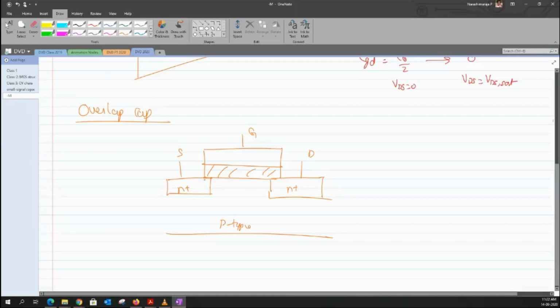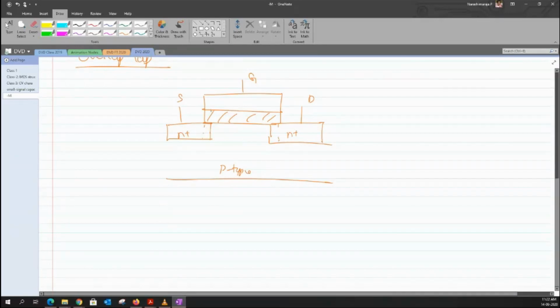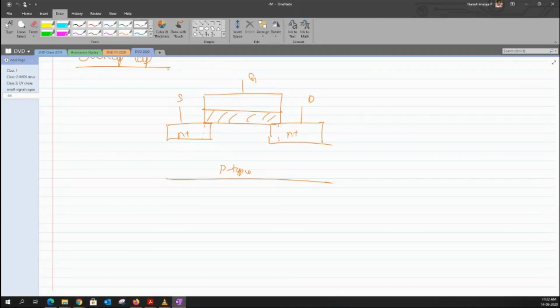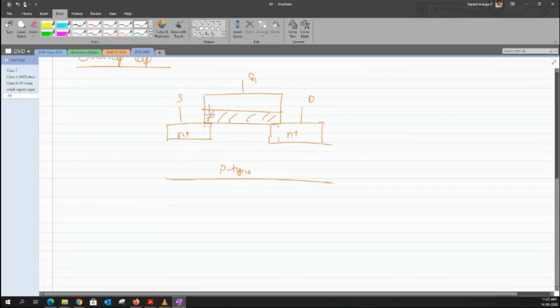you can see there is a portion where they overlap. They overlap not only across the source but across the drain as well. Due to this, we have two types of capacitance, and we call this the overlap capacitance: CGS overlap and CGD overlap.